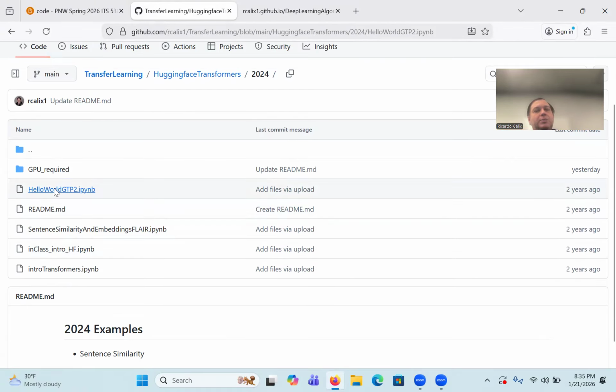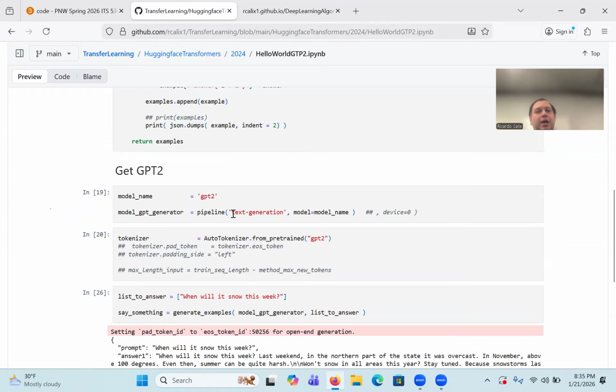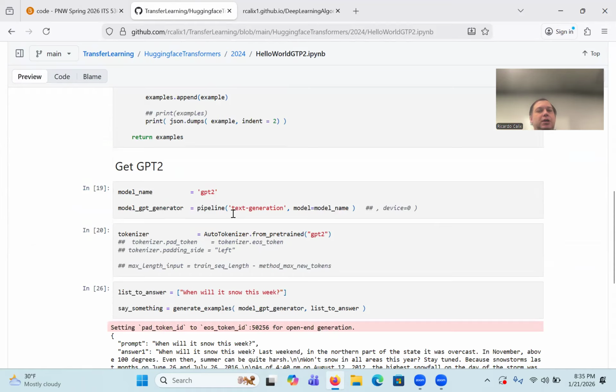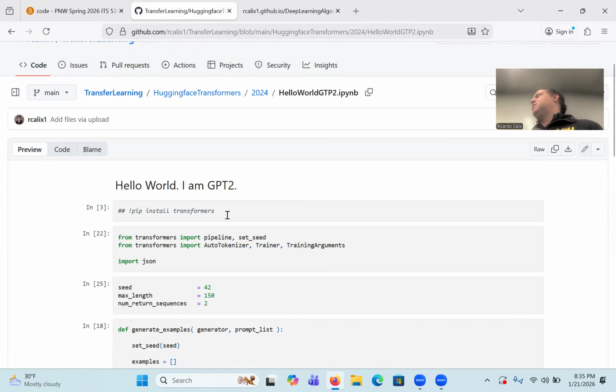So Hello World GPT-2. You will see this is essentially how we can bring in GPT-2. As I said, I'm using this GPT-2 because of memory issues. If you have more computing power, a professional version of Colab, those kinds of things, you can use a better GPT-2. But I'm going to use this one.